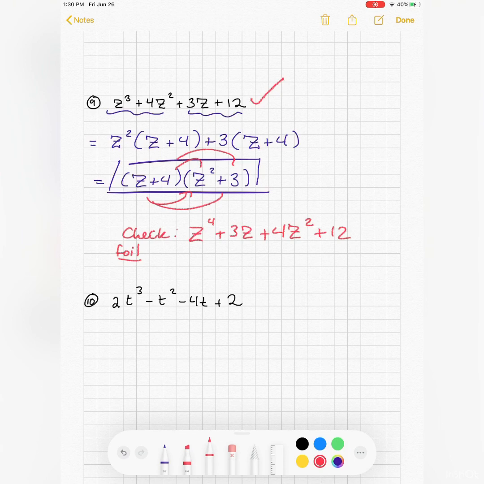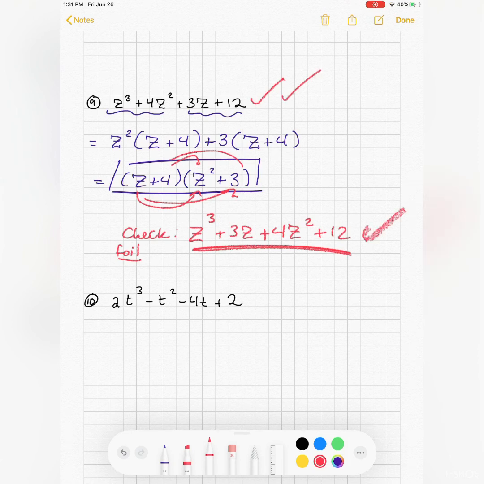Where did I get z to the 4th? No, it doesn't match, but I think I made a mistake. So looking back at my foiling right here, see what I did. Let me double check running through my foiling again. See if you can help me find the mistake. Z times z squared, this should be z cubed, shouldn't it? Let's see then, plus 3z plus 4z squared plus 12. So let's see if it matches. Z cubed, 3z, yes it does. So it does check. So here's my answer, right? The factored version. This here is just checking.